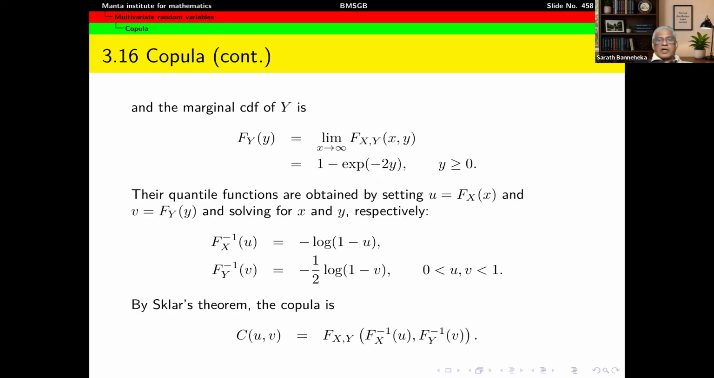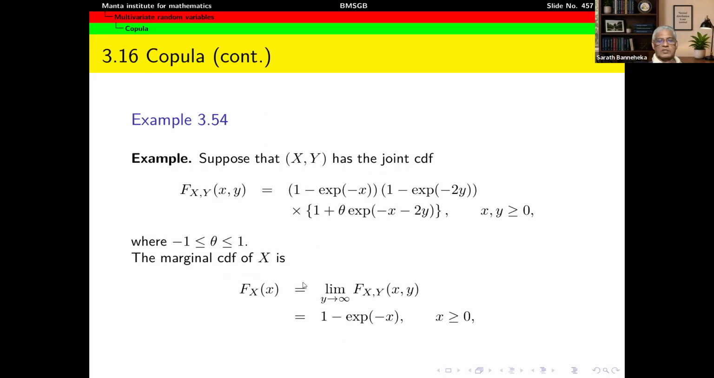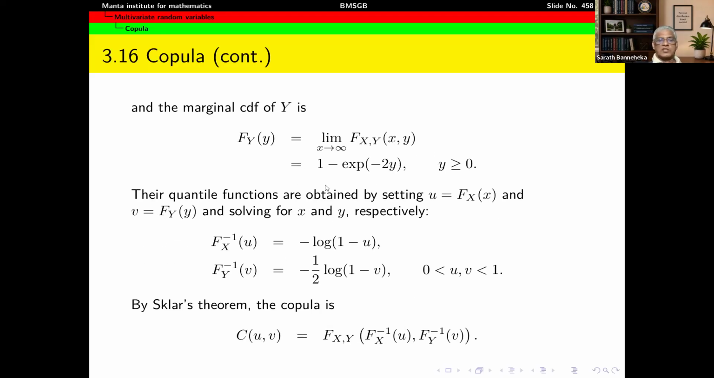Right. And also there are inverse functions, so the quantiles are given by these expressions. Once you know this function and this function, we can get the inverse function by setting, for example, u equal to Fx(x) and solving for x gives us this expression, the inverse of Fx. And similarly, by letting v equal to Fy(y) and solving for y, we get the inverse of the Fy function. Those are given by these expressions.